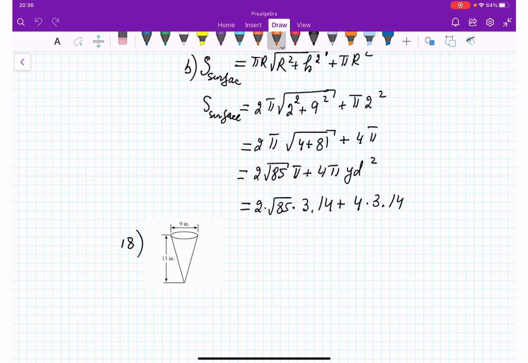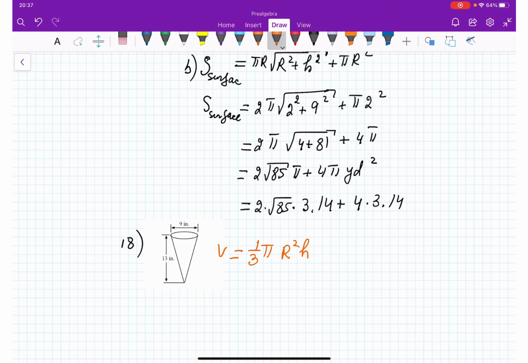And the volume is equal to 1/3 pi r squared h. Remember what I said: 1/3 of the volume of the cylinder. Okay, we can calculate. It's not a big deal.